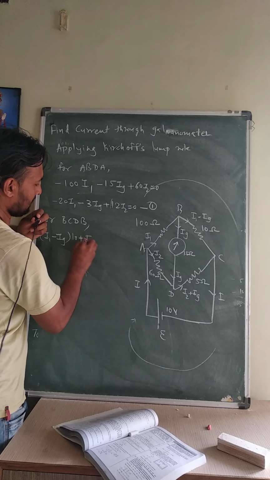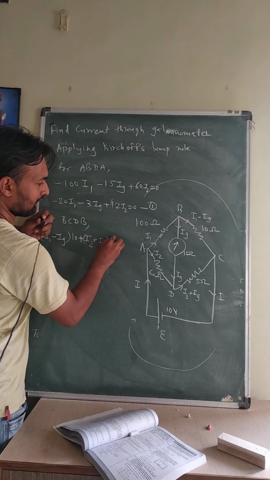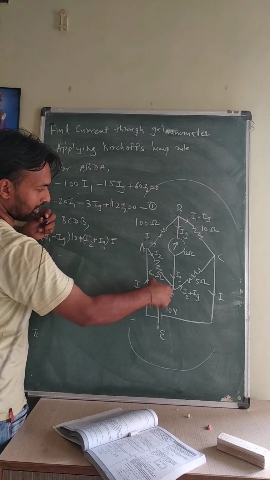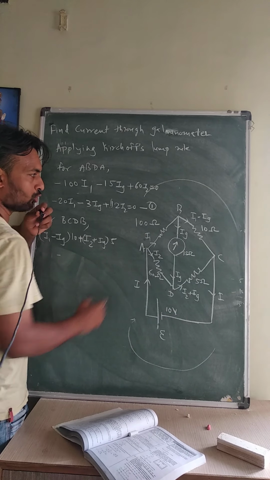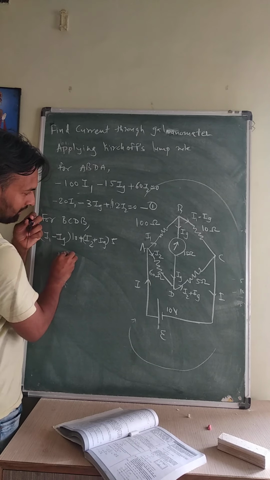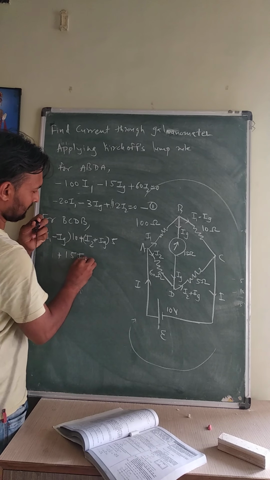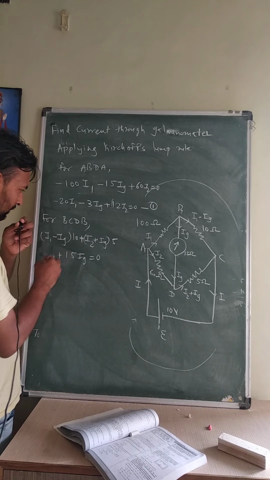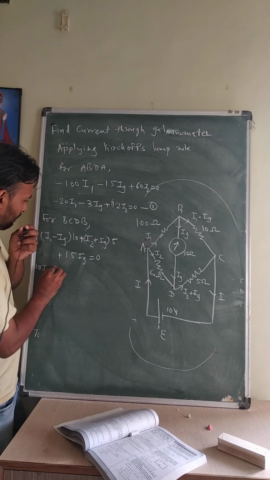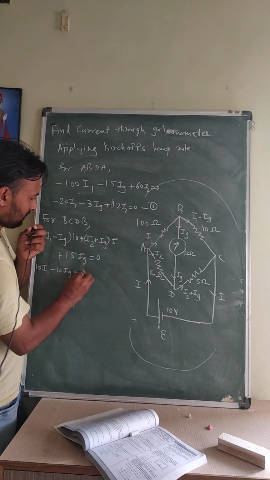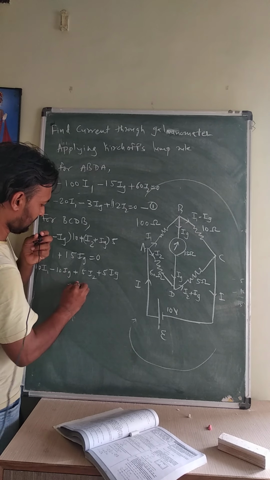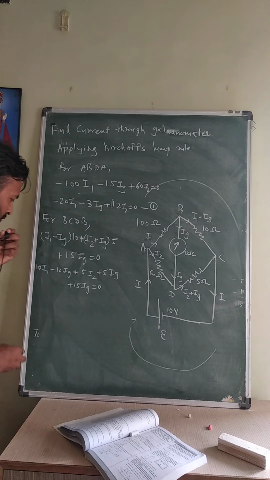So plus (I2 plus Ig) into 5, and this is also in the opposite direction, the direction of current and the direction of journey through the circuit. So plus 15 Ig equal to 0. If I simplify this equation: 10 I1 minus 10 Ig plus 5 I2 plus 5 Ig plus 15 Ig equal to 0.